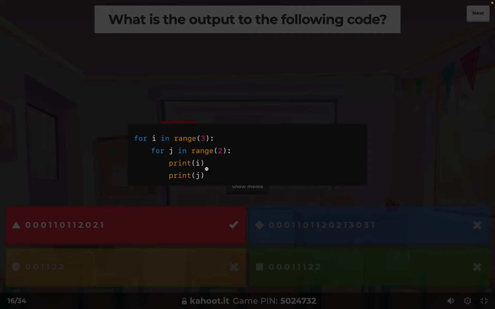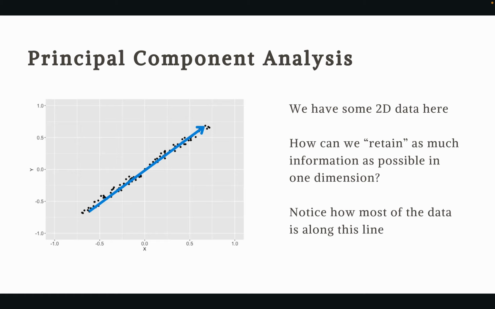So what we can do to retain as much information as possible is that we just go along where most of the data is. So how much information are we missing out by representing data from 2 dimensions in 1 dimension? What is something that we're inaccurate about? As in, where is the loss? Yeah, perfect. It's the distance away from the line, right?